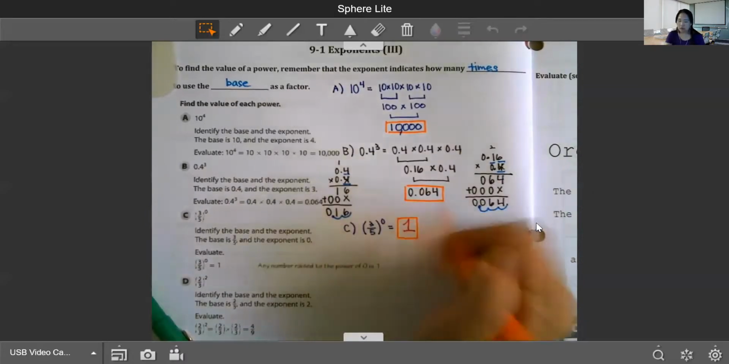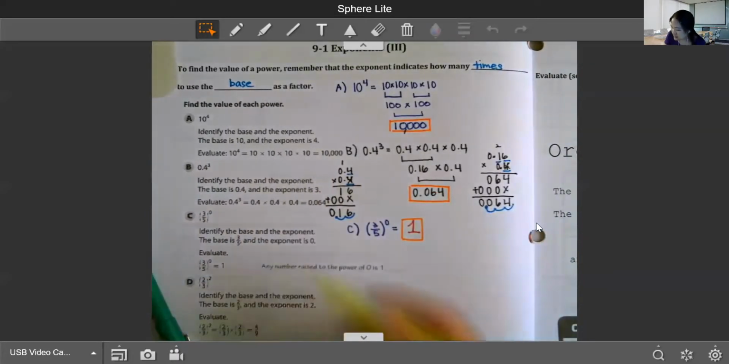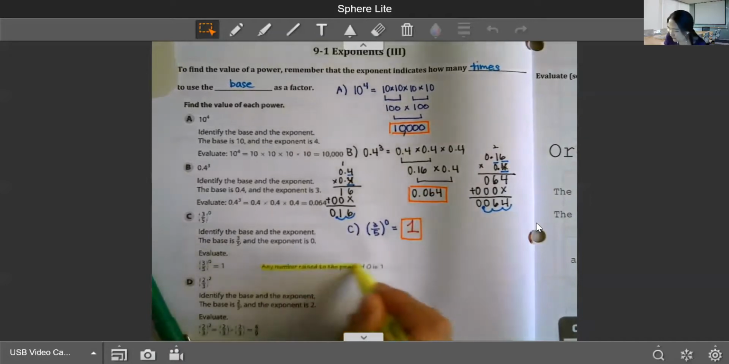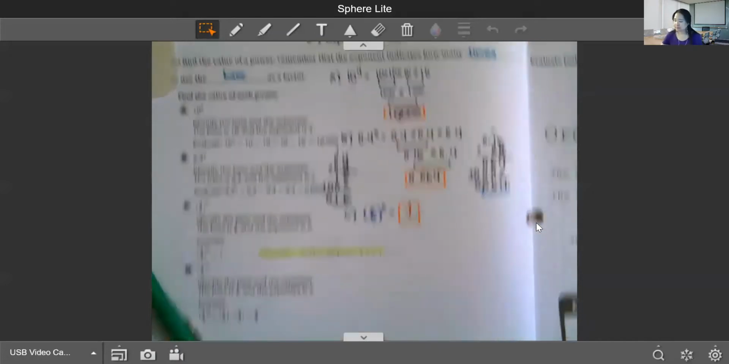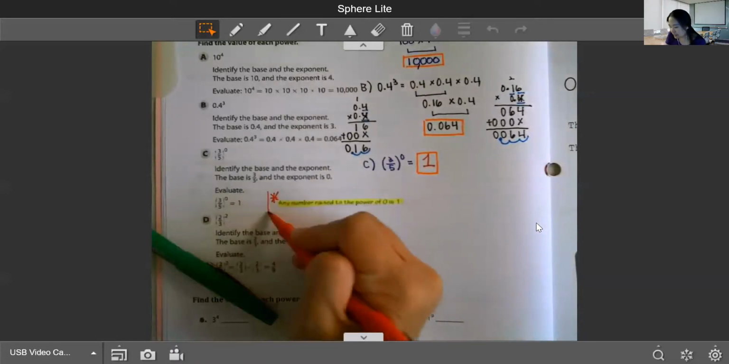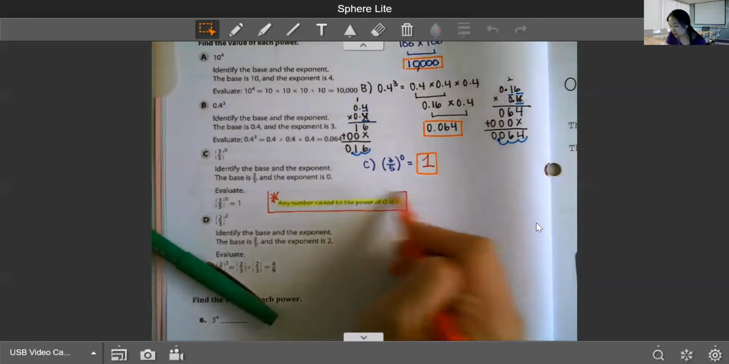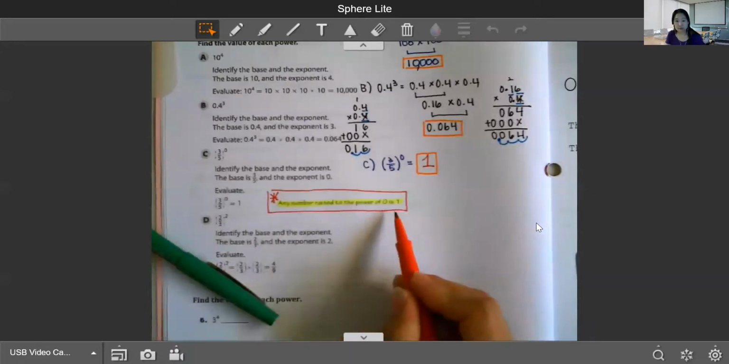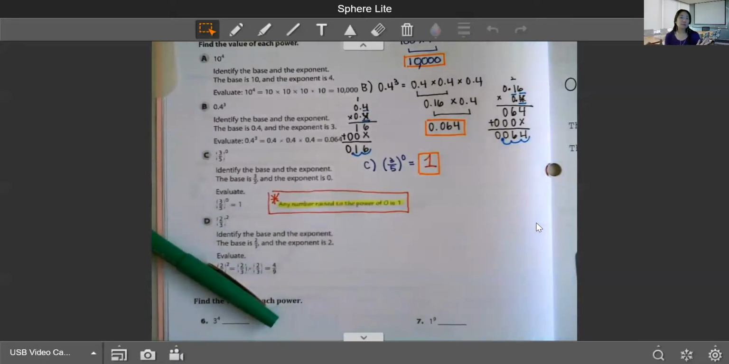So basically what's going on is this. Right here, I'm going to highlight this very important information. It says any number raised to the power of 0 is 1. Anything raised to 0 power is 1, no matter what the number is. And then, of course, anything raised to the first power is the number itself. Okay, so C is already done.